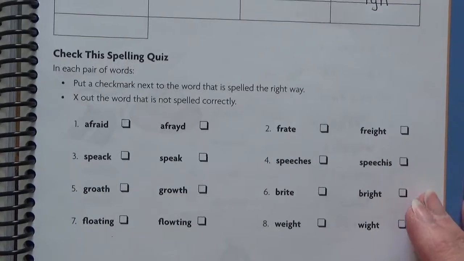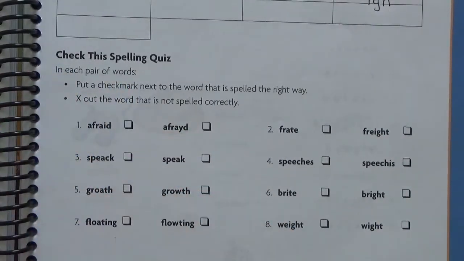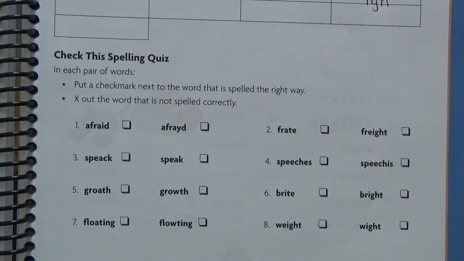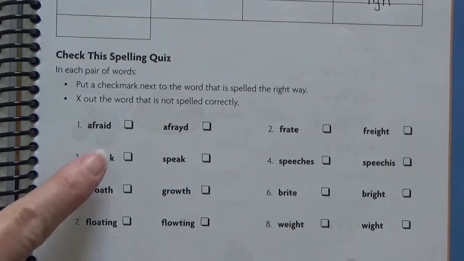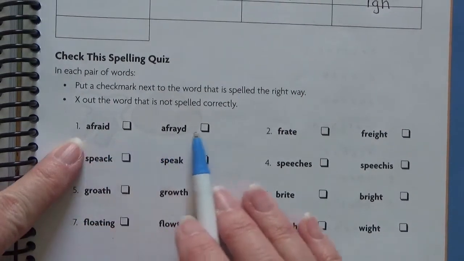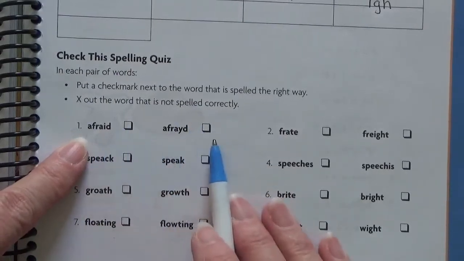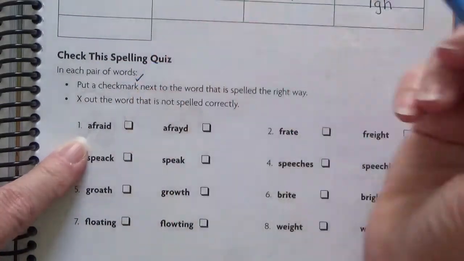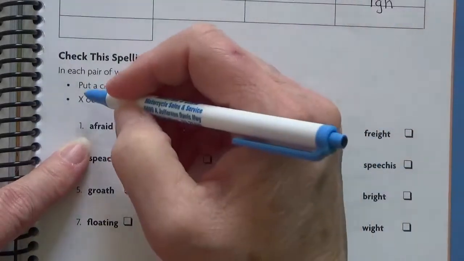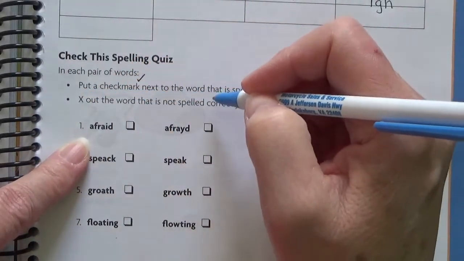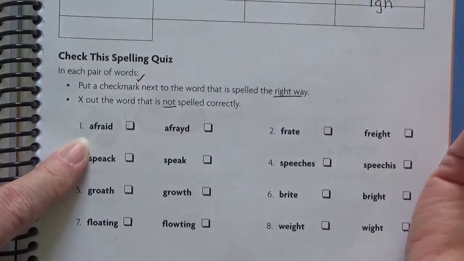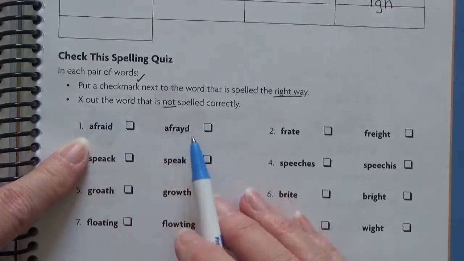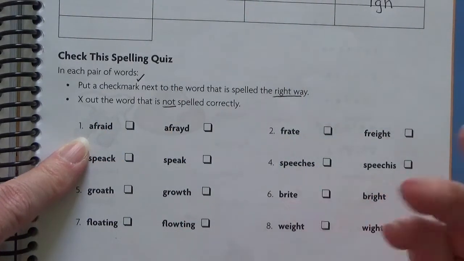And then we come down here to the bottom. Check this spelling quiz. In each pair of words, you're going to put a check mark next to the word that is spelled the right way and an X next to the word that's spelled the wrong way. So this is the pair of words. Now, you can either X out the whole word or you can put an X in the box. They make it sound like you want to X out that whole word, which is fine.